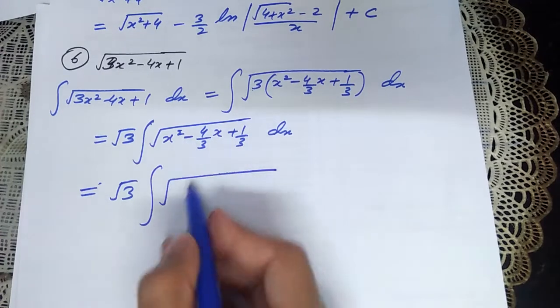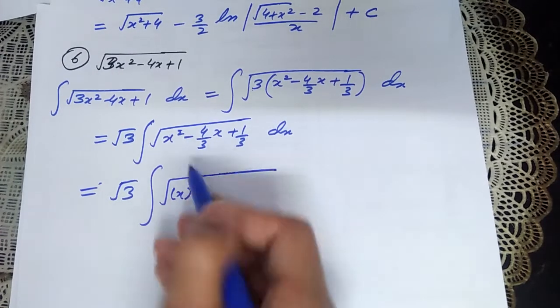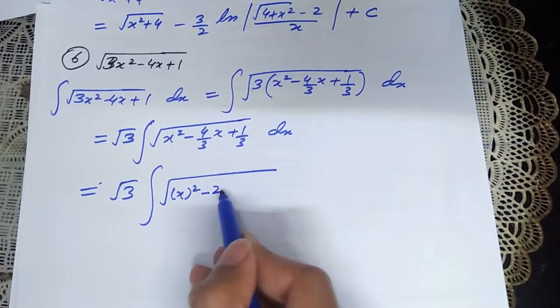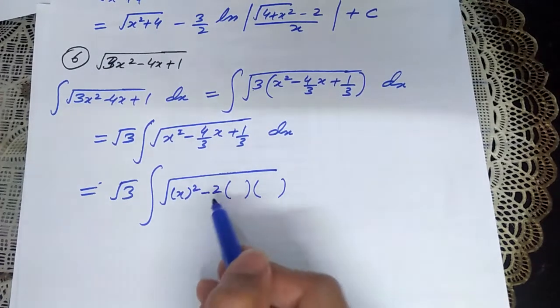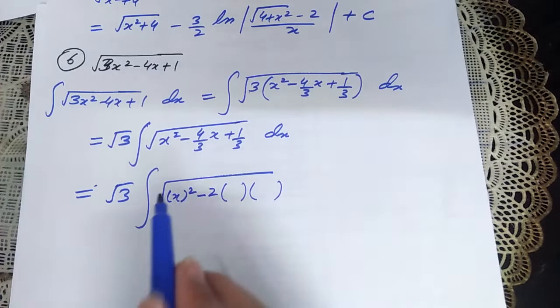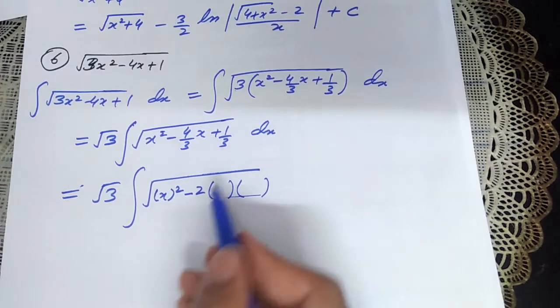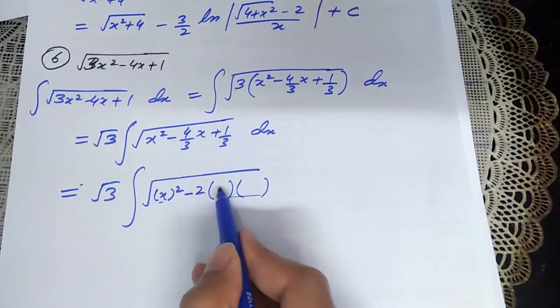This thing can be written as x whole square. Now I have the negative sign with this x, so I am writing negative 2 and these two brackets. You know the square formula, that is x square minus 2xy plus y square. So I am making the same format. Now the first thing will come here.